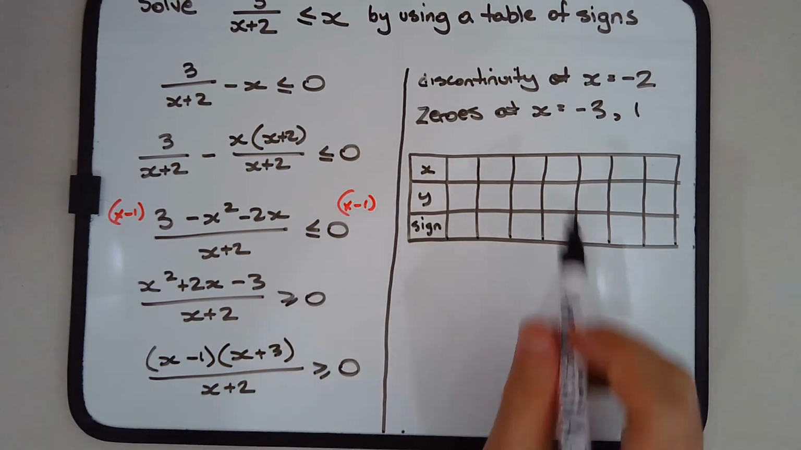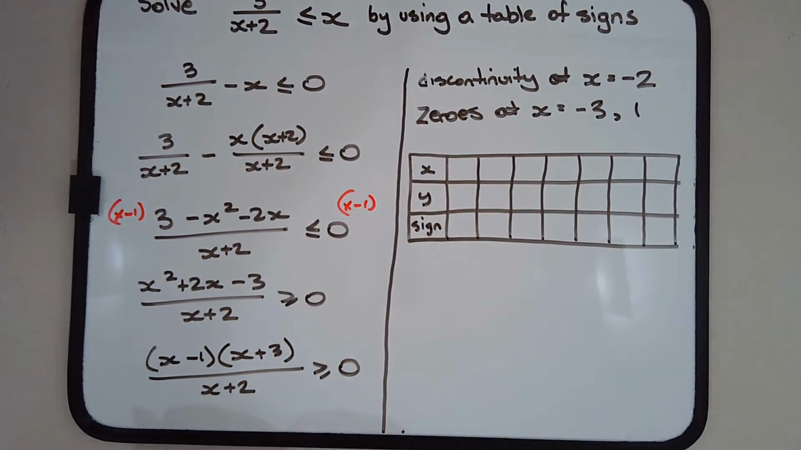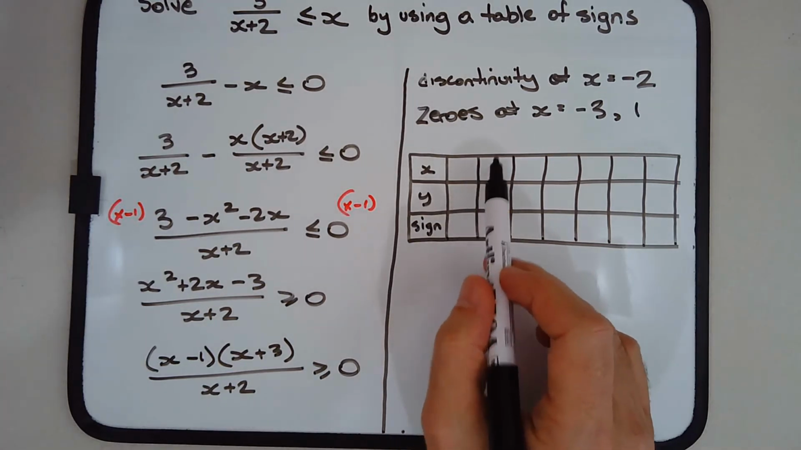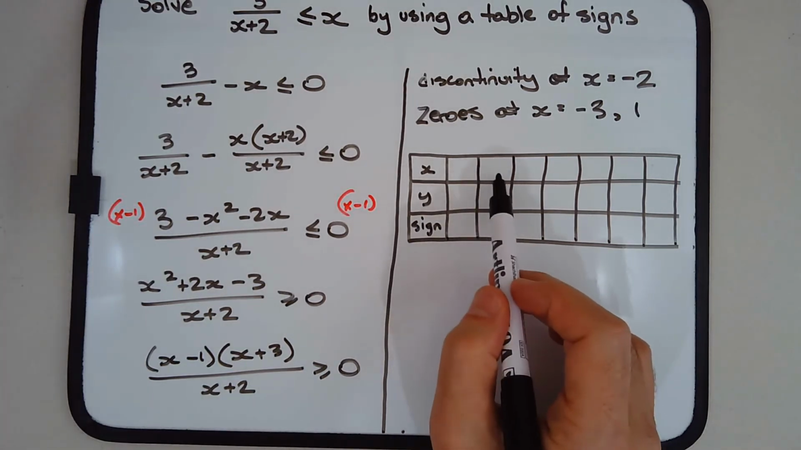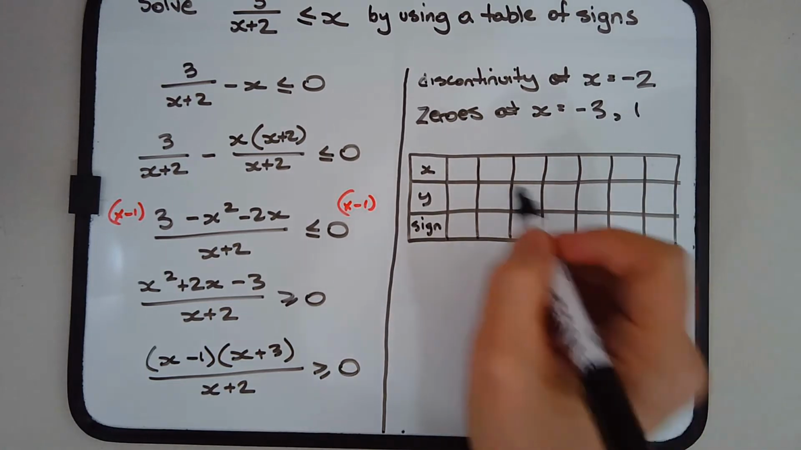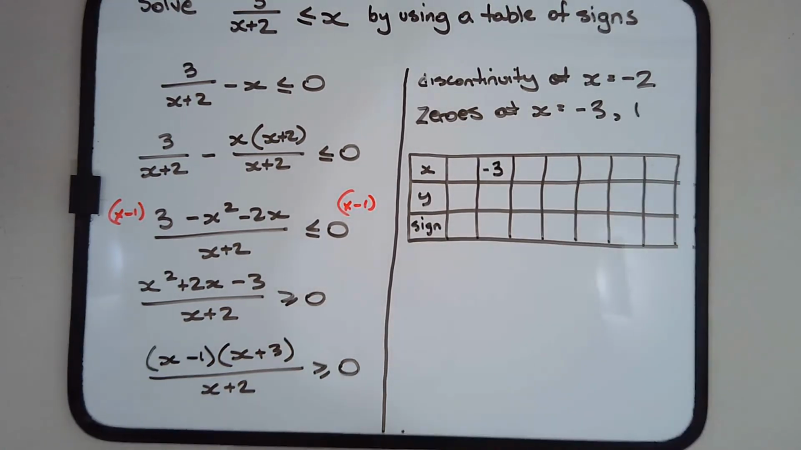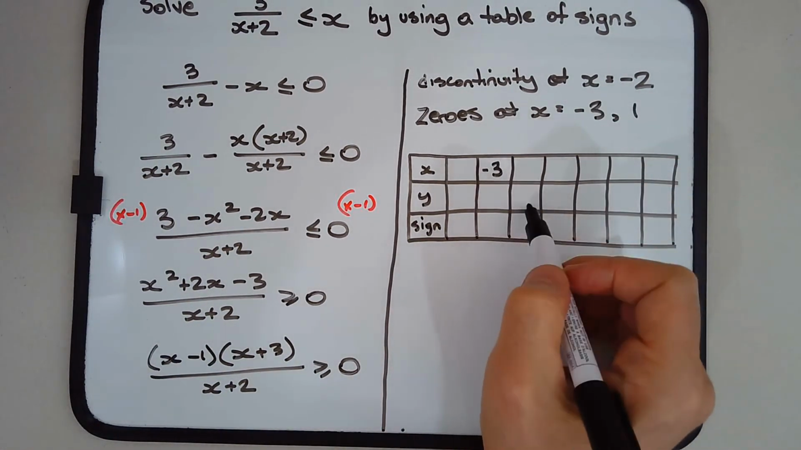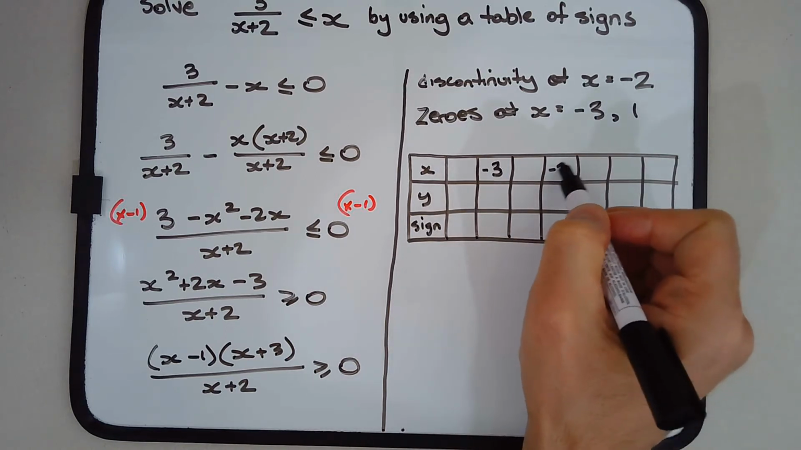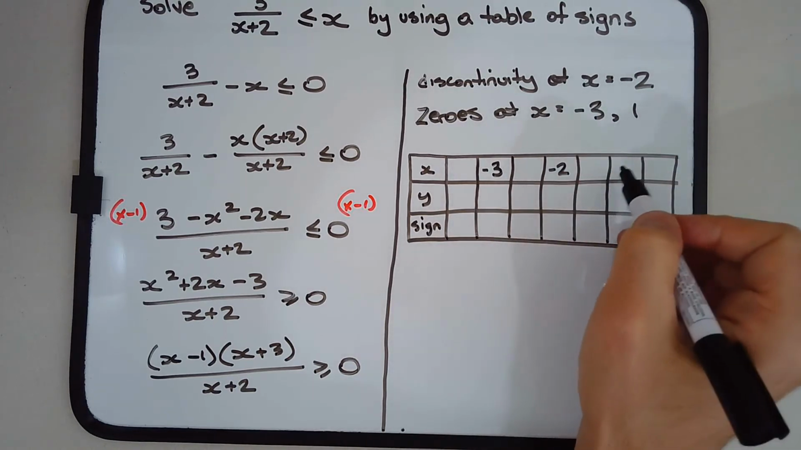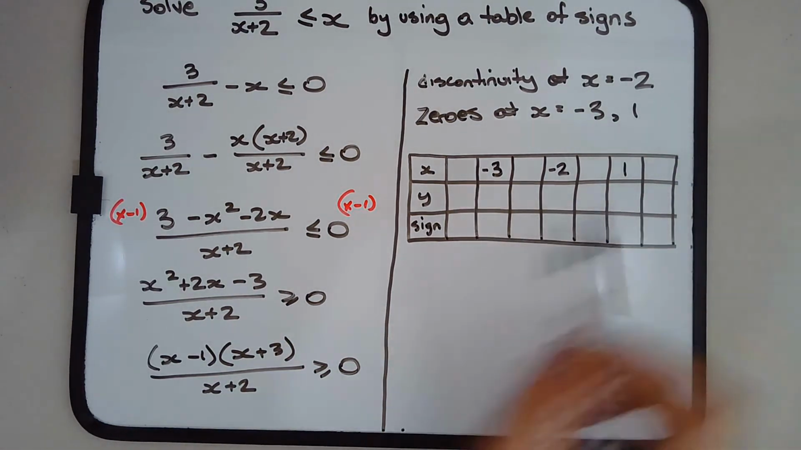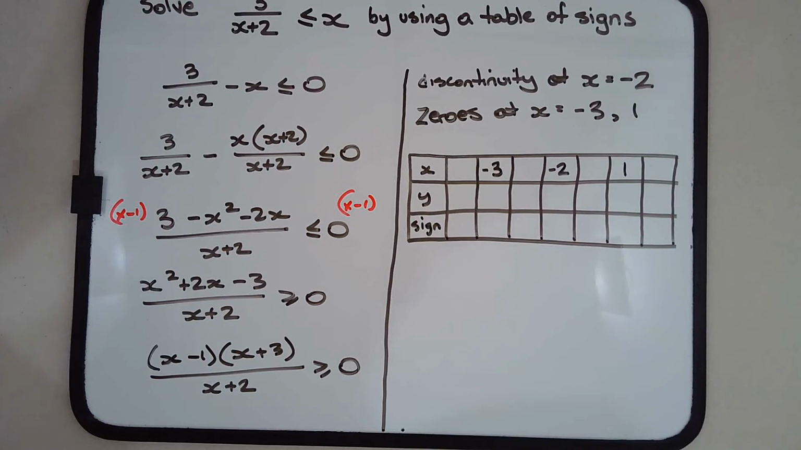Now, the critical values, we place them in alternate columns and never from the first column. So starting from the second sort of blank column, let's put in our -3. I'm going to put these critical values in ascending order. Skip a column. The next column is -2. Skip a column, and we'll write in 1 there. So these are our 3 critical values in ascending order.